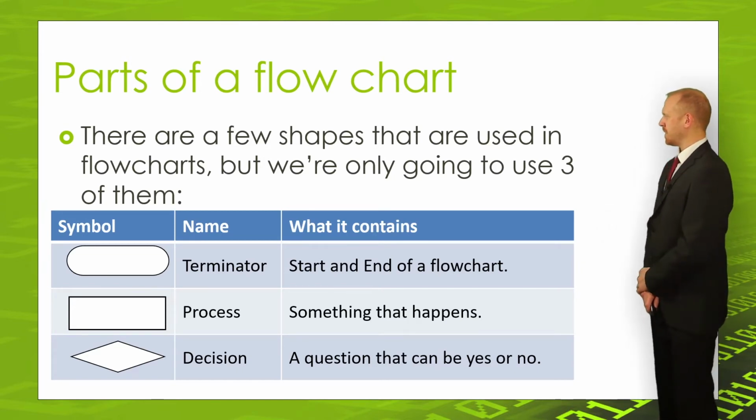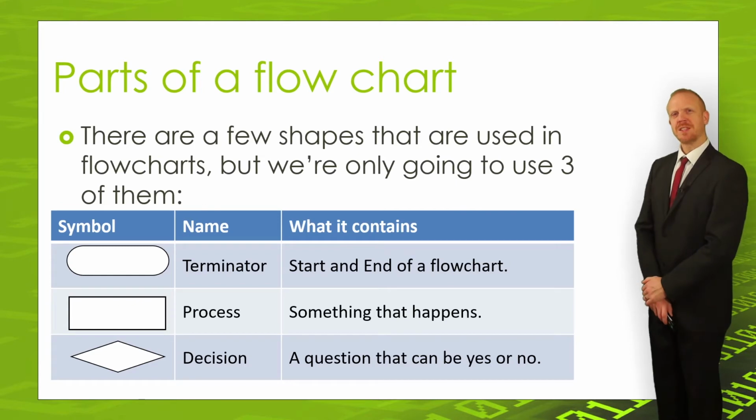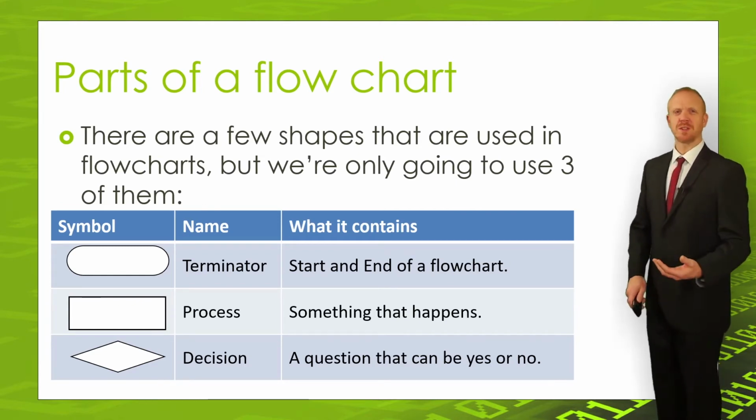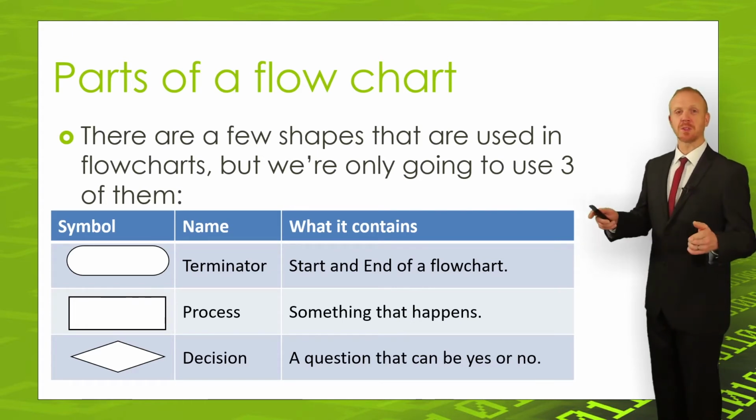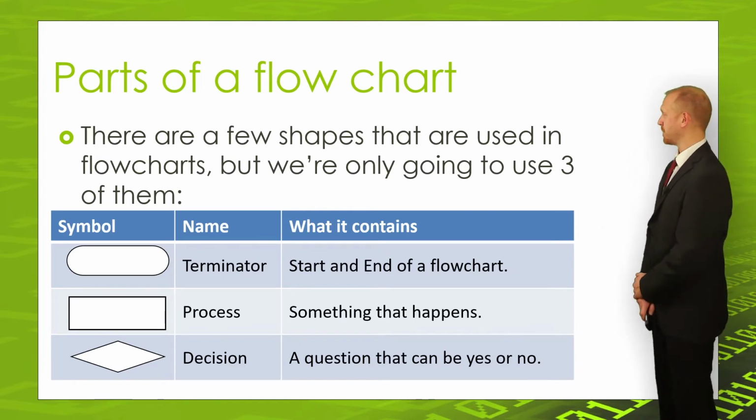And a diamond is for a decision. A decision is anything that can be yes or no. So a question is always asked in the decision, and two arrows come out. One for if the answer is yes, and one for if the answer is no. And that's all there is to a flowchart.